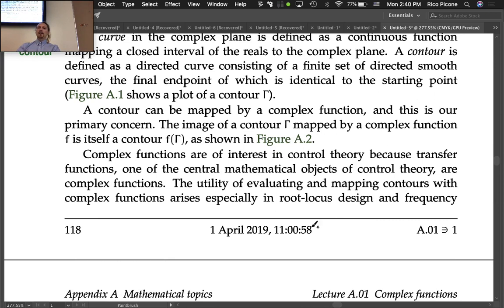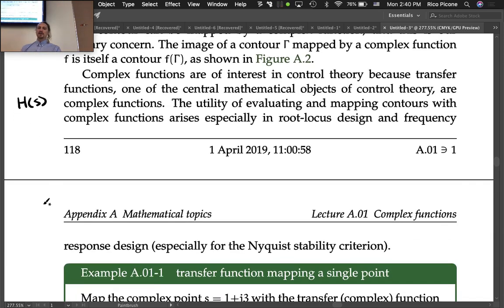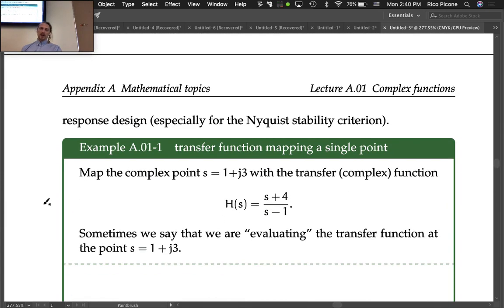Complex functions are of interest in control theory because transfer functions, one of the central mathematical objects of control theory, are complex functions. s is a complex number, H of s can return complex numbers, and so it is a complex number going in and coming back. The utility of evaluating and mapping contours with complex functions arises especially in root locus design and frequency response design, especially for the Nyquist stability criterion, which we're not going to consider in this class.